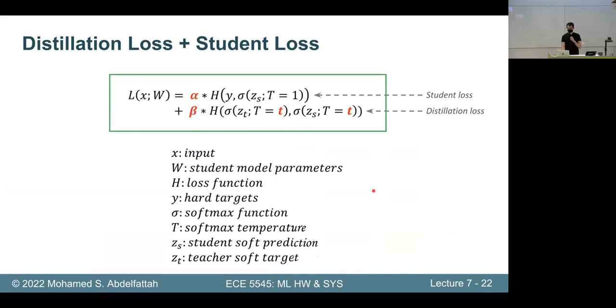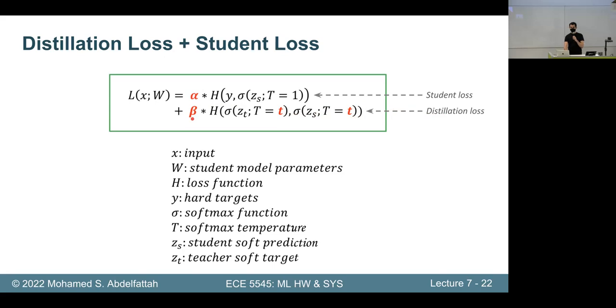closer look at that. So the first part is the student loss, and this is the standard cross entropy loss, right? So you have a loss function, you have your hard targets y, you have the output of the softmax with the temperature equal to 1, with the logits z_s, z student, and then plus another loss, which is the KL divergence in this case, can be any kind of distance metric between two distributions. And the two things it's comparing is the output of the teacher network with softmax temperature T, and the output of the student network with the same softmax temperature T. We call that distillation loss.